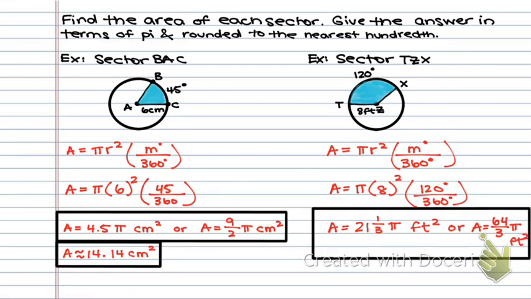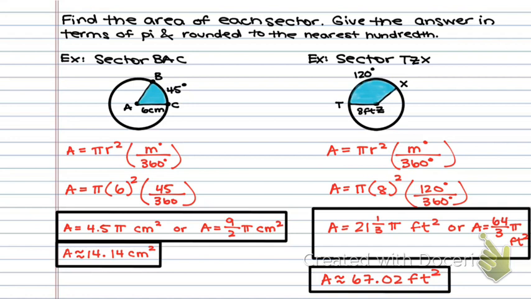To write my answer to the nearest hundredth, I'm going to type that into my calculator, and I get 67.02 feet squared. And that's how you find the sector area of a circle.